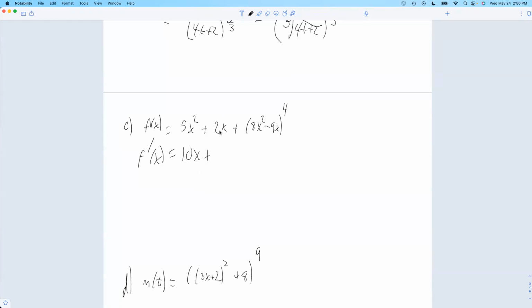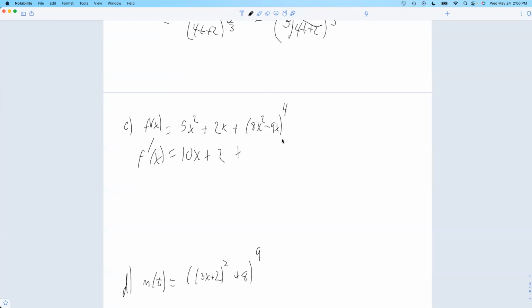Plus the derivative of 2x. 1 times 2 is 2, times x to the 0. x to the 0 is just 1. The derivative of any linear function is just the number. It's just the slope.